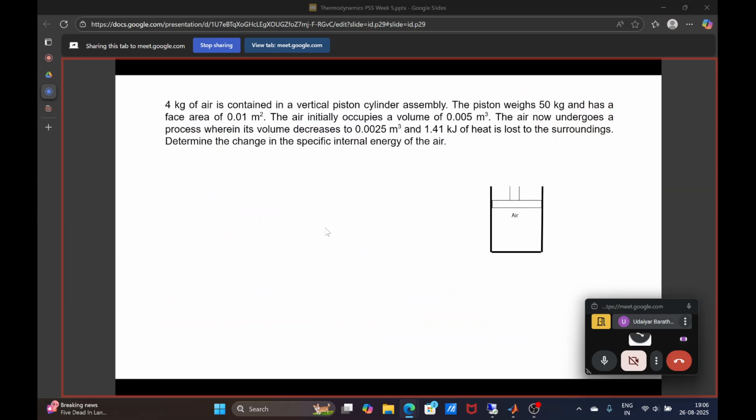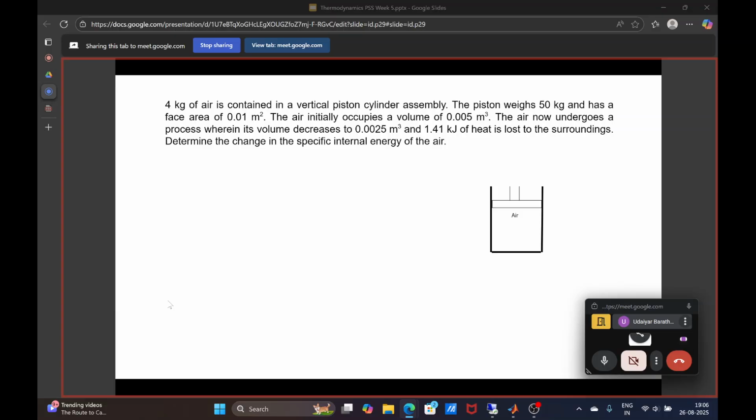Next question: I have 4 kg of air contained in a vertical piston cylinder assembly. The piston weighs 50 kg and has a face area of 0.01 meter square. The air initially occupies a volume of 0.05 meter cube. The air now undergoes a process wherein its volume decreases to 0.0025 meter cube and 1.41 kilojoule of heat is lost to the surroundings. Determine the change in the specific internal energy of the air.